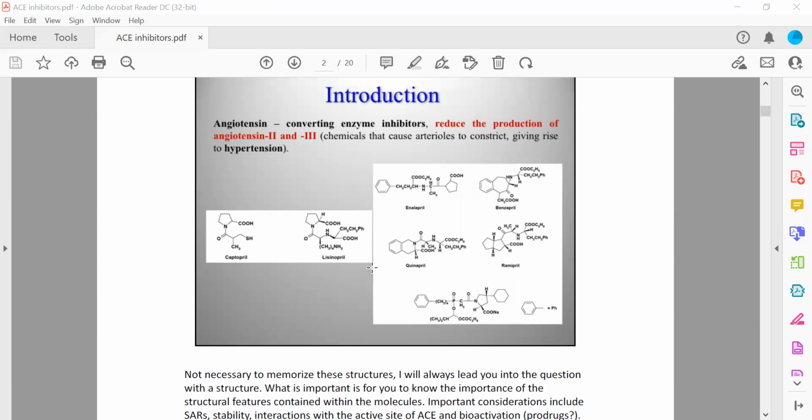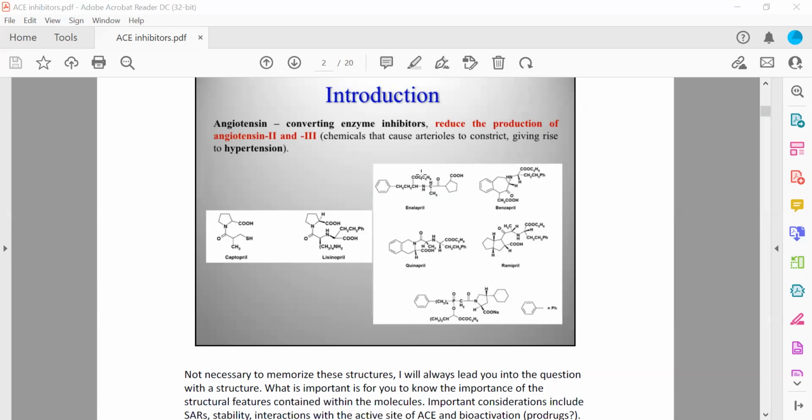Now, if you look at the chemical structures of all of these compounds, you will already note that there are tertiary amines. I see a tertiary amine there. I see a tertiary amine here. I see a tertiary amine here. We also see that there are carboxylic acids in all of these structures.